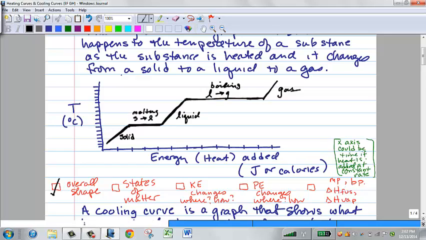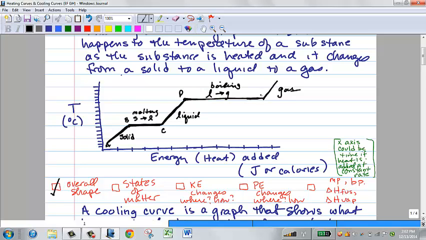All right, so you should be able to identify the states of matter that are present at each segment of the curve. So the first segment, from A to B, we just have solid. From B to C, we have solid converted to liquid. By the time we get to C, all of the solid is gone. So from C to D, we just have liquid.